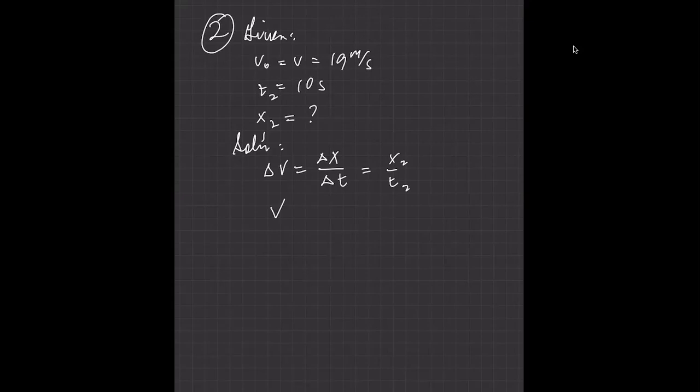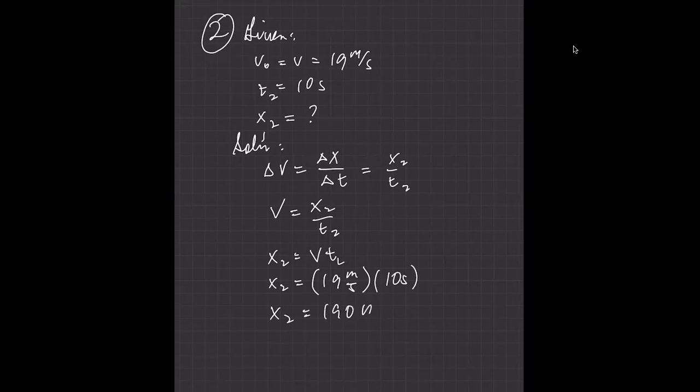So velocity is given, and that is equal to x2 over t2. So your x2 is v times t2. So just substitute the value now. Our velocity is 19 meters per second times 10 seconds. So you get an answer of x2 equals 190 meters.